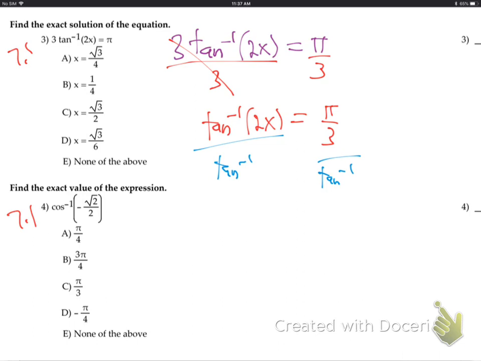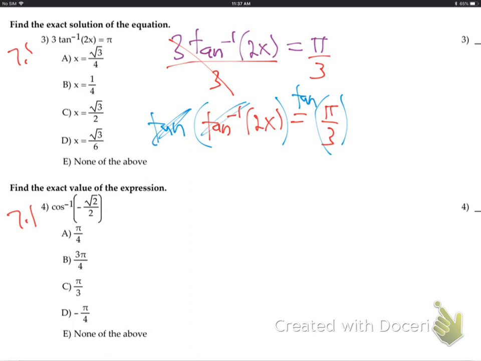That's not multiplication. That does not mean tangent inverse times 2x, does it? It means tangent inverse of 2x. That 2x is plugged in. It's not multiplication, is it? You guys getting that? Especially if you're going to calculus, that's a real issue. It's plugged in, so you can't divide.